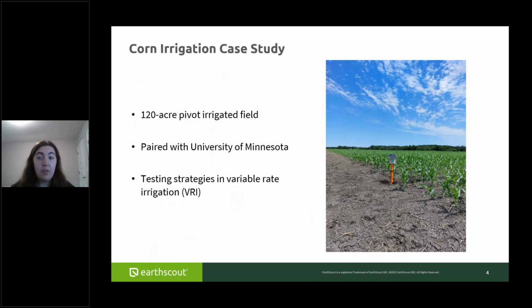So our first irrigation case study that we're going to go over today was done with a corn grower in Minnesota who was also participating in another study with researchers from the University of Minnesota. And this study was designed to test strategies in variable rate irrigation for water conservation. And multiple EarthScout units were used to measure soil moisture as a condition for irrigation timing.